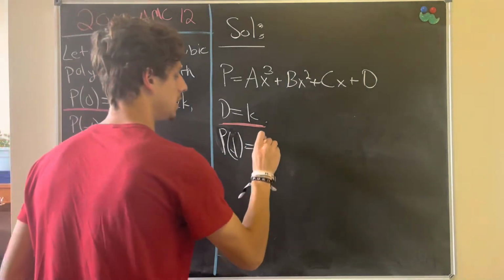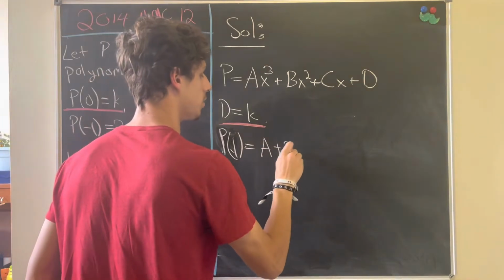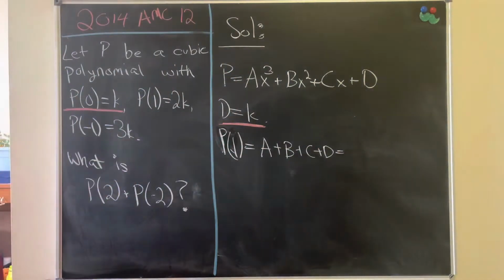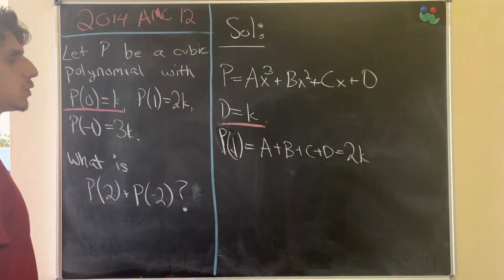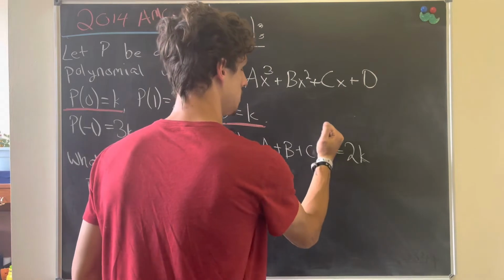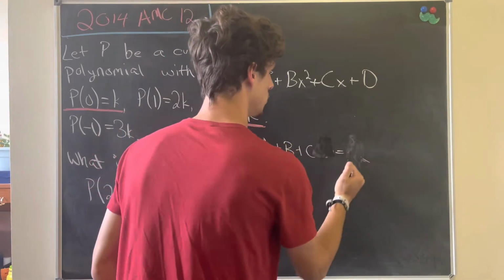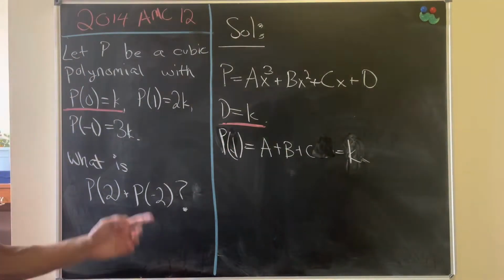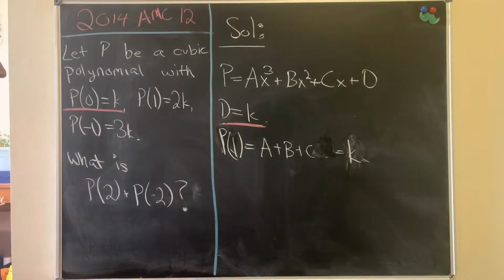P of 1 is going to be equal to a plus b plus c plus d, and we know that that is equal to 2k. But because we know that d is equal to k, we can subtract a k from each side, so we know that a plus b plus c is equal to just k. But that means that a plus b plus c is also equal to d.